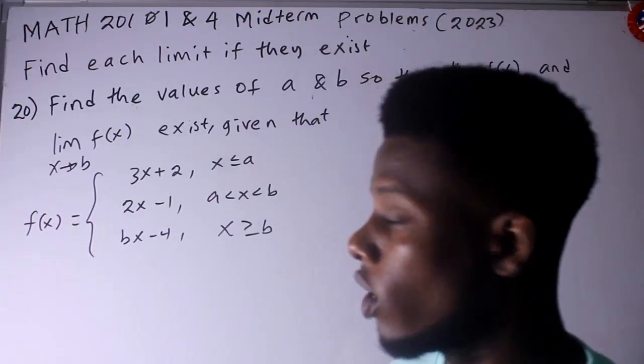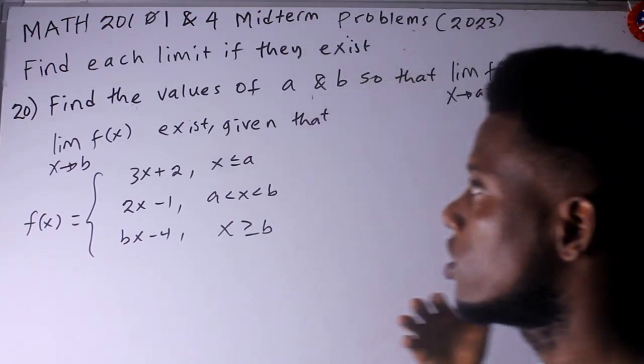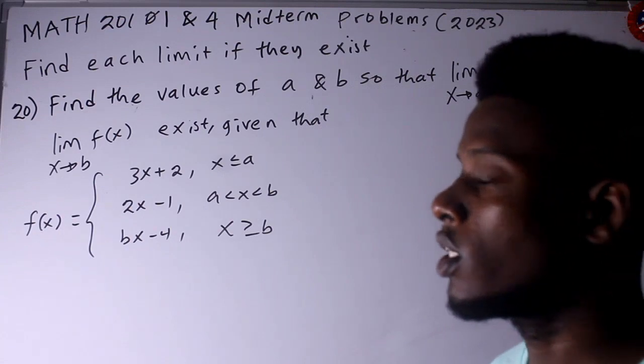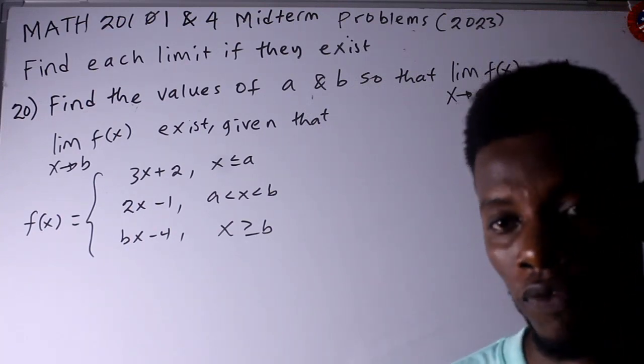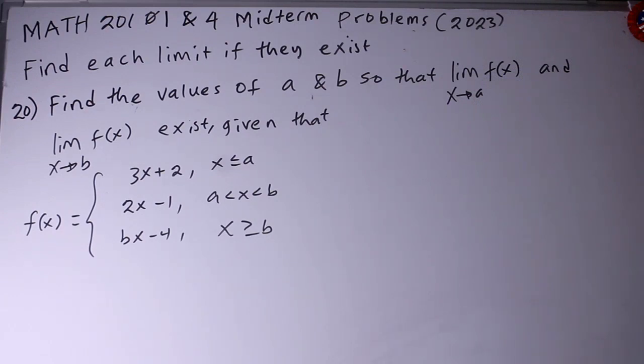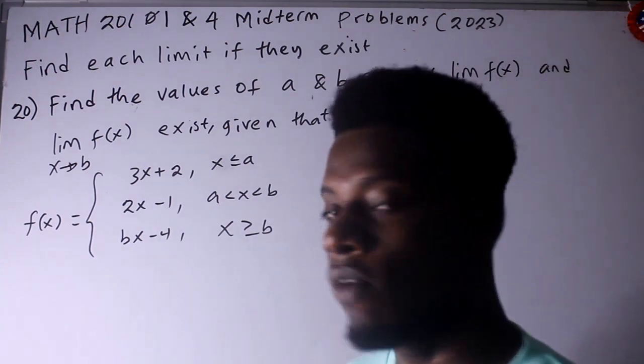Today we are going to be doing question number 20 on the midterm exam paper for Math 201, section 1, and that's section 4. Question number 20 says, find the values of a and b so that the limit of f of x as x approaches a and the limit of f of x as x approaches b exist, given that f of x is this piecewise defined function.